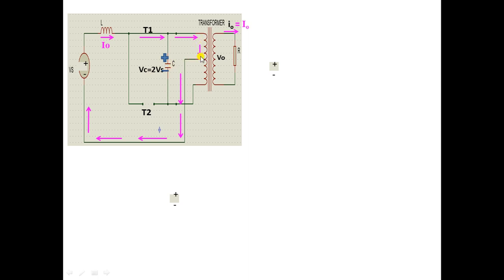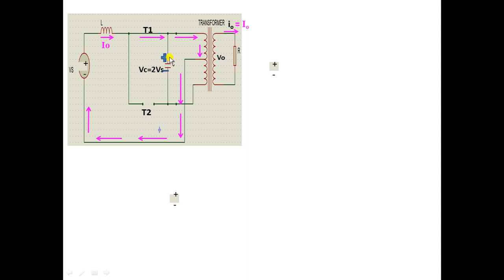Because there is an induced EMF here, Vs, also there is an induced EMF here, Vs. So together we have 2Vs here. This 2Vs is appearing across this capacitor that charges this capacitor to full voltage 2Vs with upper plate positive, lower plate negative. And that is how the capacitor gets fully charged.